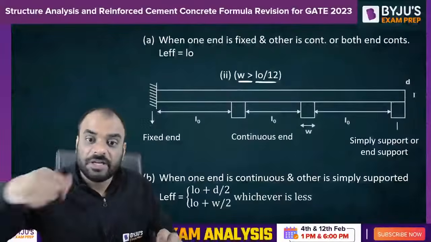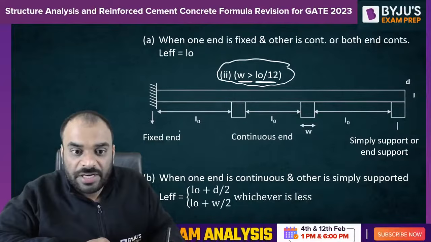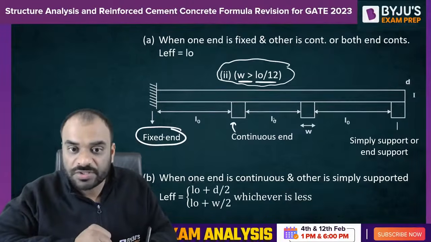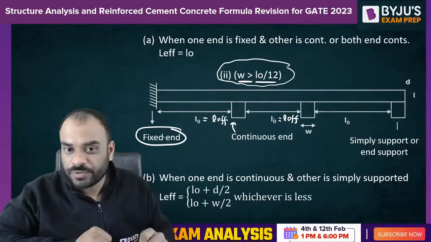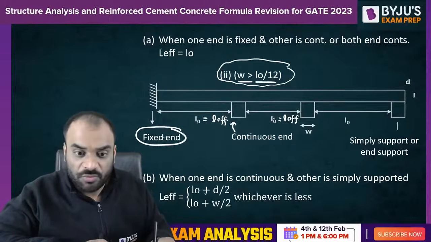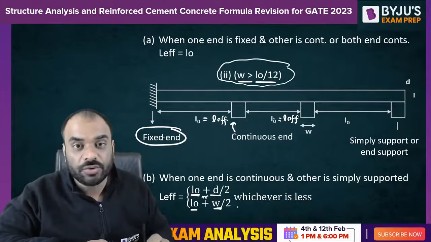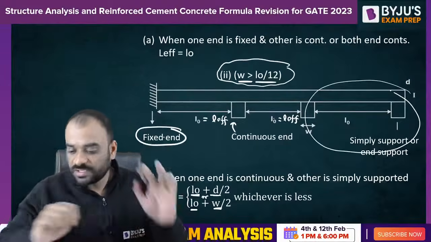But let us suppose guys, if W is greater than L0 by 12, then there are two conditions. When one end is fixed and other is continuous, that means this is fixed and this is continuous, or both ends continuous, then L0 is equal to L effective itself, right? But if one end is continuous and other is simply supported, you need to use the formula L0 plus D by 2 or L0 plus W by 2. Whichever is lesser, that will be your answer for this particular span. Crystal clear or not, guys?